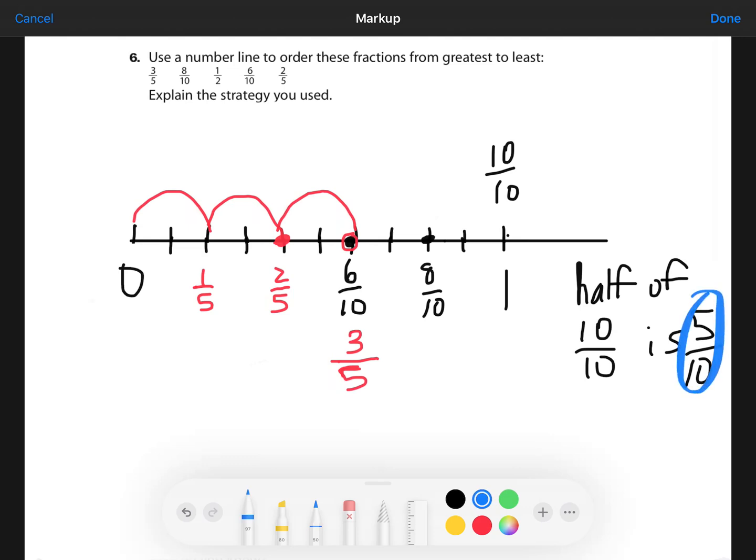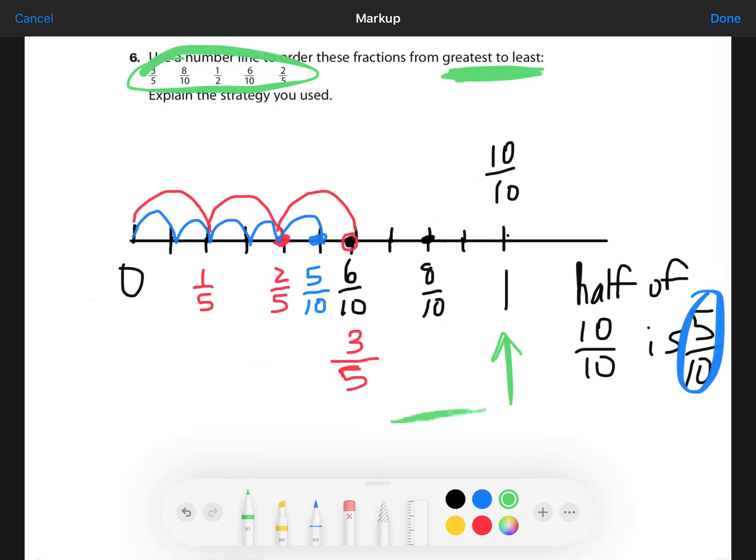So our 5/10, 1, 2, 3, 4, 5, is right here. Okay, so now we're going to be ordering these, and again carefully reading. This time it's greatest to least. So the greatest is, I'm going to start over here and move left.